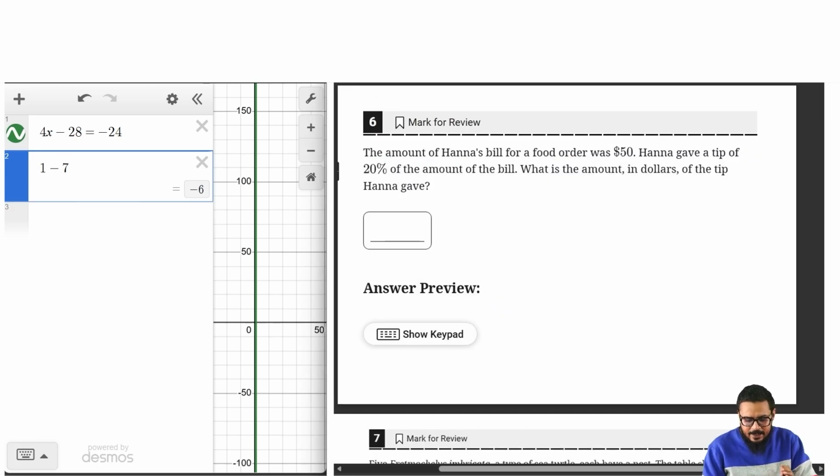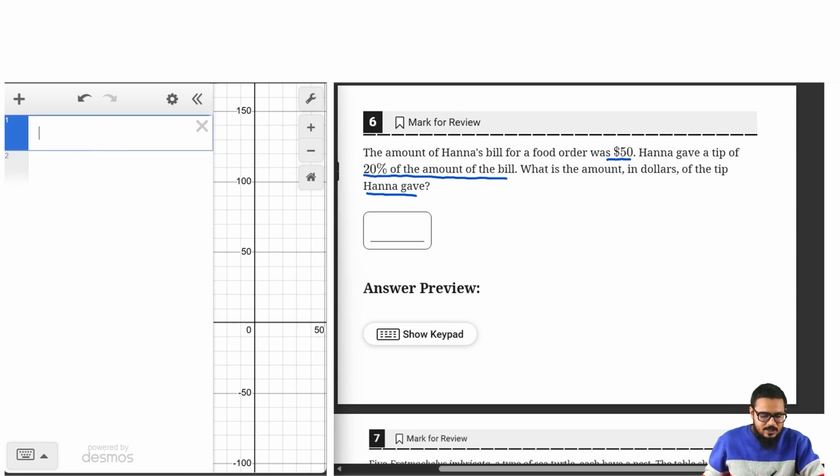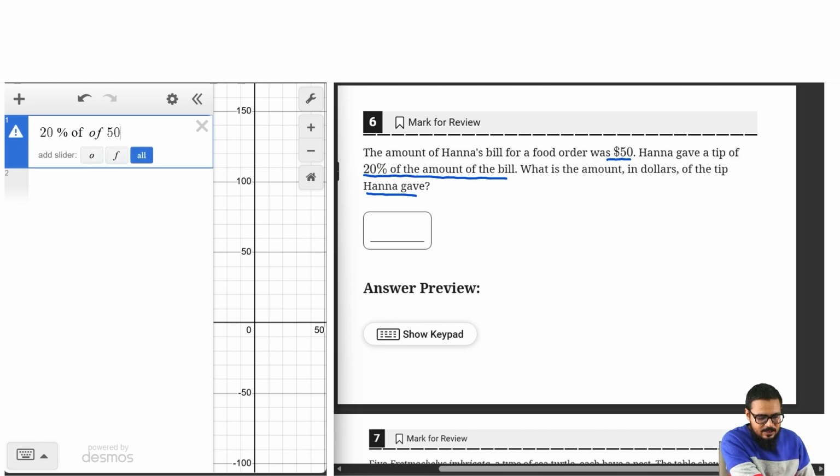The amount of Hannah's bill for a food order was $50. Now, she offered a tip of 20% of the amount of the bill, and we're just looking to find out the tip amount, not the entire cost. What is the amount in dollars of the tip Hannah gave? So we just have to figure out 20% of the number $50. I can just type this into Desmos, or you can just do it manually as well.